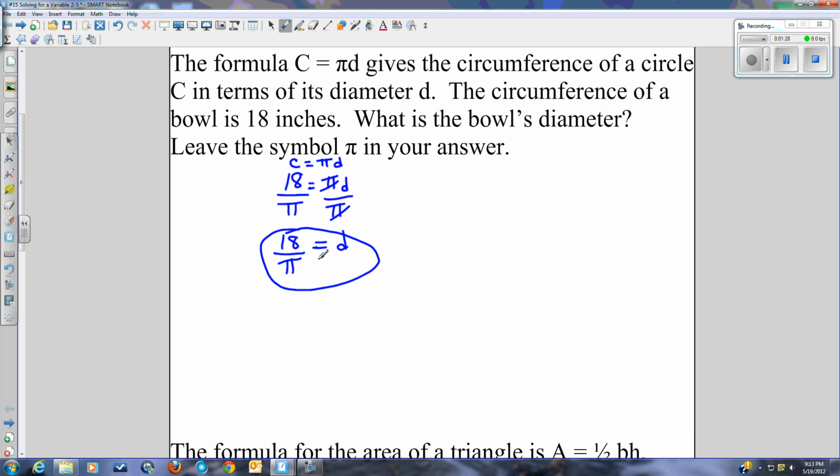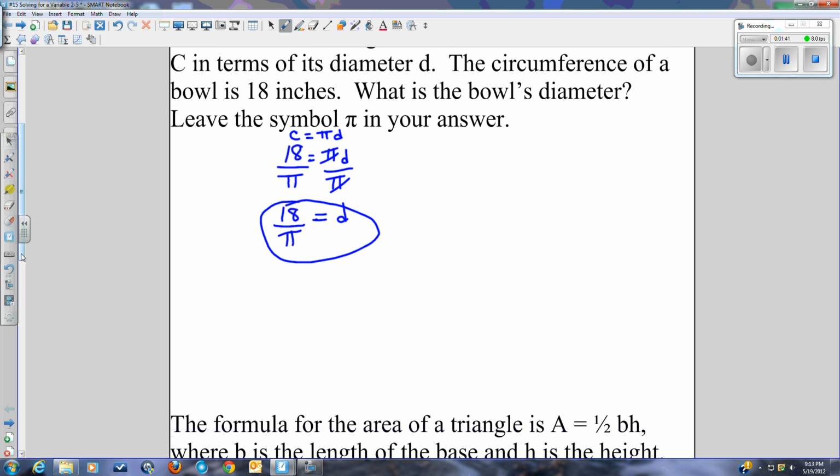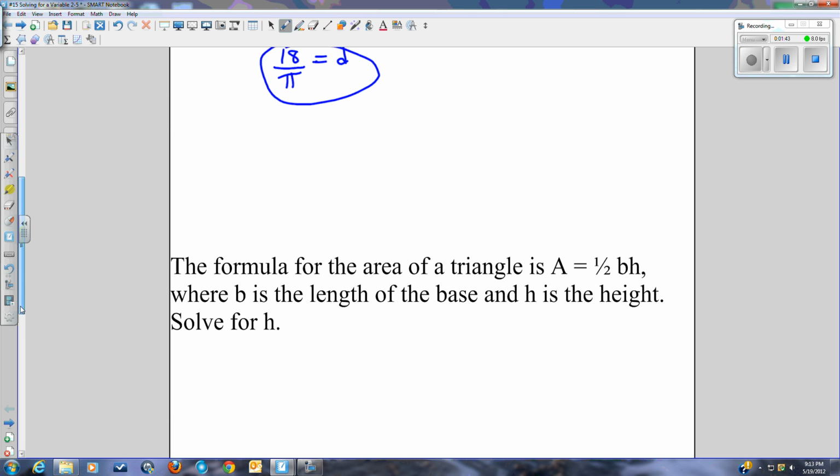This is actually a more accurate answer than dividing by 3.14, because this is actually encompassing the entire number of pi, 3.14159, and so on. So it really is representing the answer more accurately. I just want you to leave it like that.